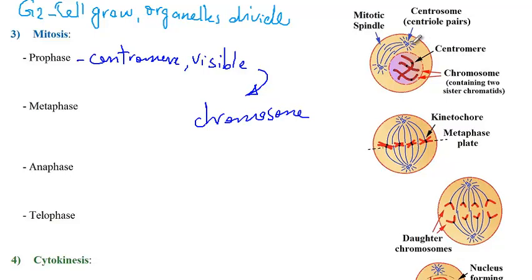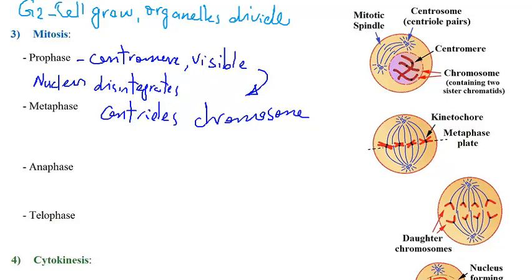And then one other change that you will see here is that centrosomes will start to move to the opposite sides and form spindle fibers. So the other changes are that the nucleus disintegrates, spindle fibers are formed, and finally centrioles move to opposite poles.